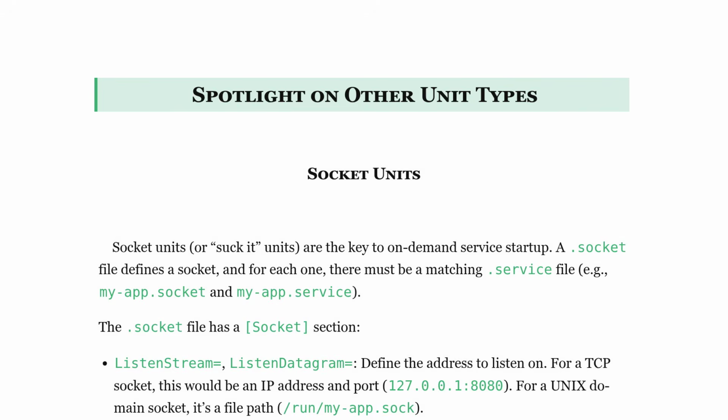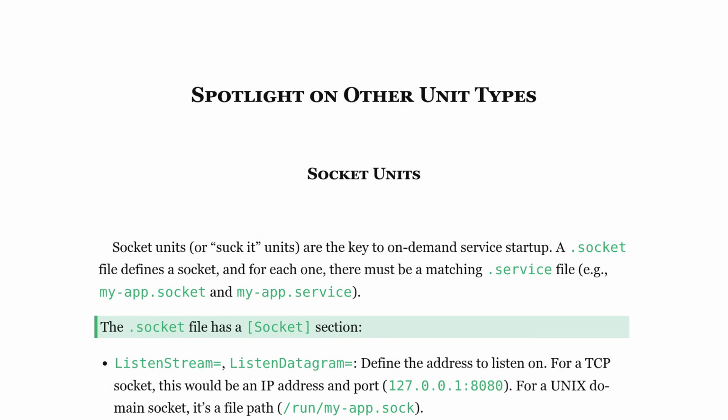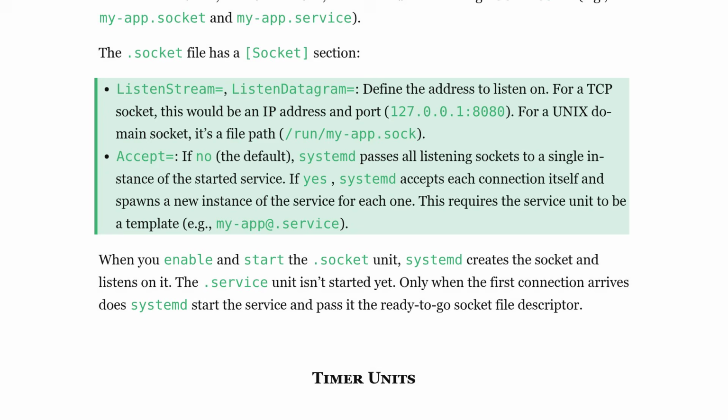Spotlight on other unit types. Socket units. Socket units are the key to on-demand service startup. A .socket file defines a socket, and for each one, there must be a matching .service file, for example, myapp.socket and myapp.service. The .socket file has a Socket section. ListenStream, ListenDatagram define the address to listen on. For a TCP socket, this would be an IP address and port, 127.0.0.1:8080. For a Unix domain socket, it's a file path.